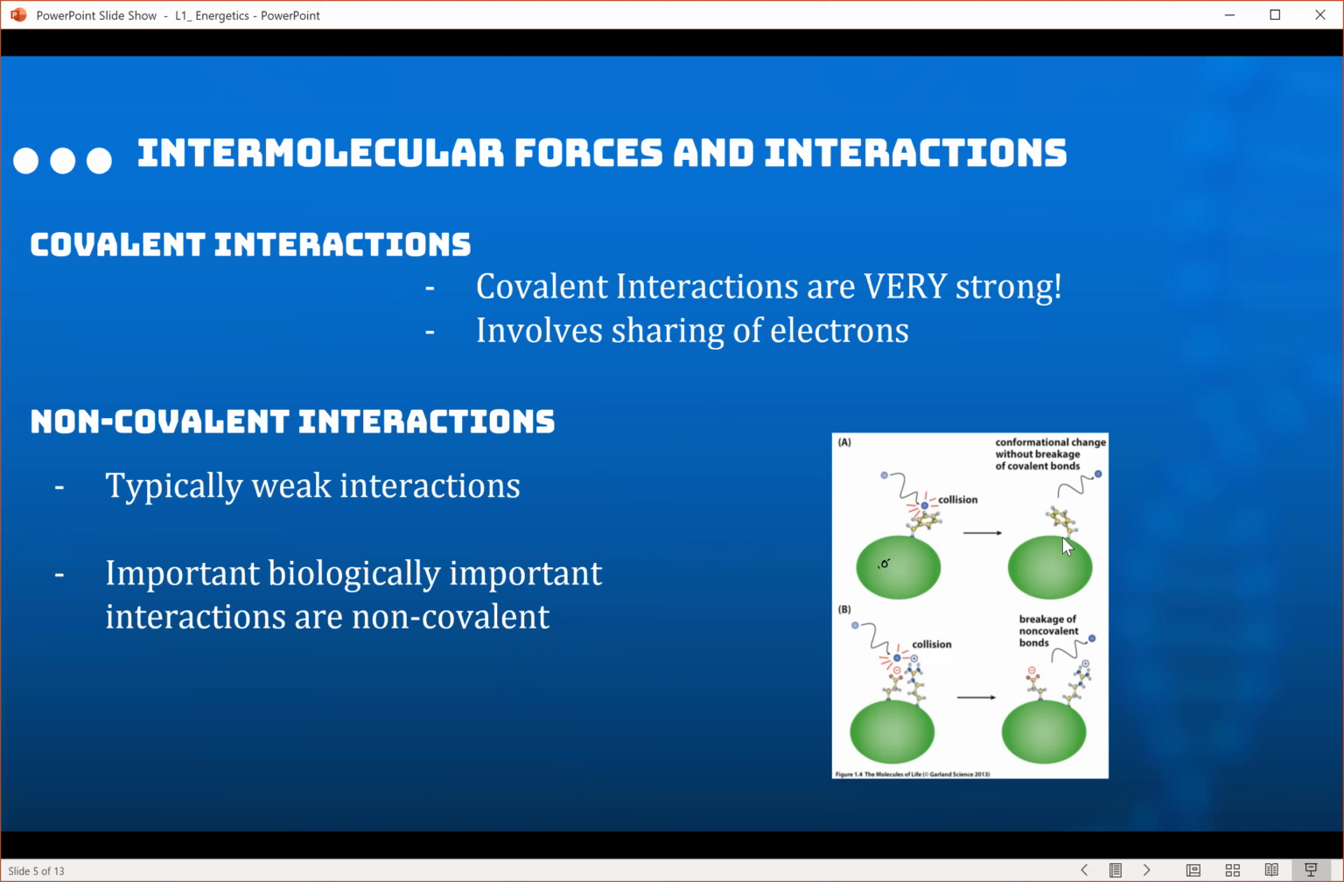It's not breaking any covalent bonds, so this is a non-covalent interaction. Or disruption of ion-ion interactions between these two oppositely charged amino acid side residues. All of this is due to breaking of non-covalent bonds, so no chemical reaction is occurring, just interactions between molecules or intermolecular forces. And these are non-covalent.